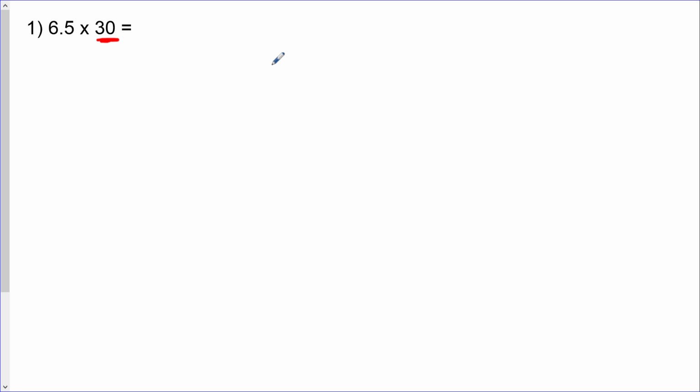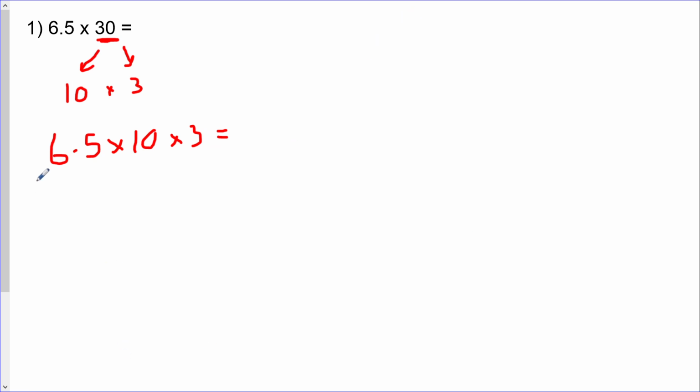This time there's an extra step because we're no longer just multiplying by 10, but we're multiplying by 30. Now, we should all be able to see the link between 30 and 10, because 30 is simply 10 multiplied by 3. So here, instead of writing 6.5 times by 30, we could instead write 6.5 multiplied by 10 multiplied by 3. And this suddenly gives us a much easier problem because we've broken it down.